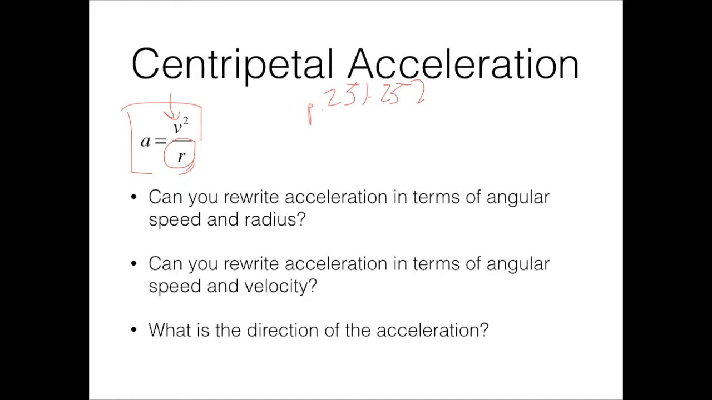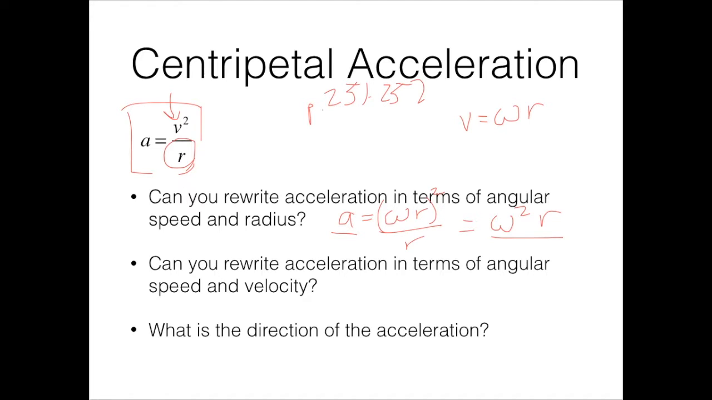Okay, so can we rewrite this acceleration in terms of the angular speed? Well, yes, because we know that our velocity is equal to the angular speed times the radius. So I can go ahead and put that in. So a equals (omega r) squared over the radius, which gives us, when I work it out, omega squared r. Now, that's just another way of writing the acceleration, again related to our angular speed.